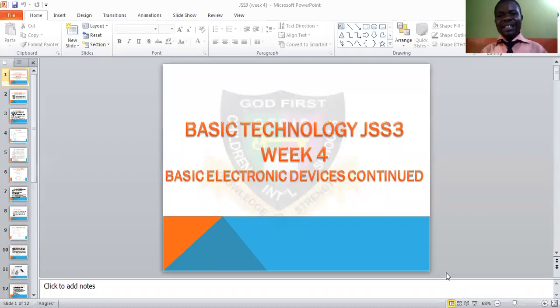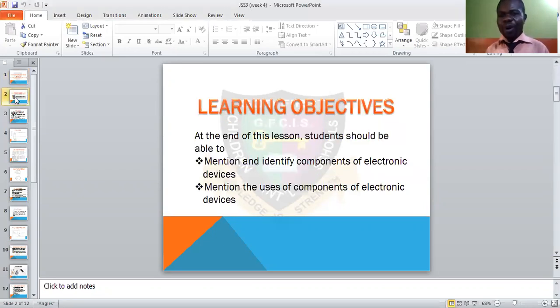We will now quickly look at the week 4 lesson. Your week 3 lesson was what we discussed before now. We now look at the week 4 lesson, which is a continuation of the basic electronic devices. Where we stopped on the diode, we now look at others, like the triode, the resistor, the capacitor, and so on. That's what we now look at in your week 4. Before we go into detail, we need to have a view of the objectives for the lesson as usual.